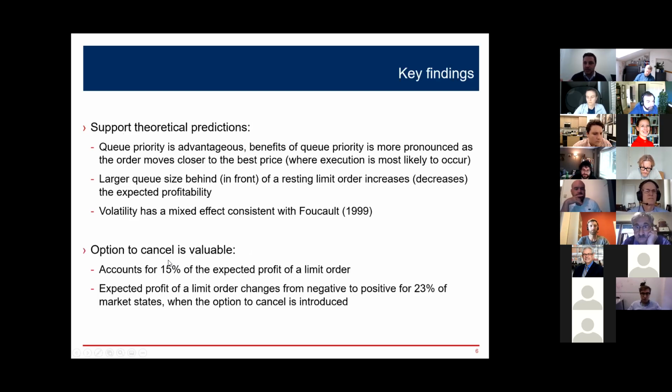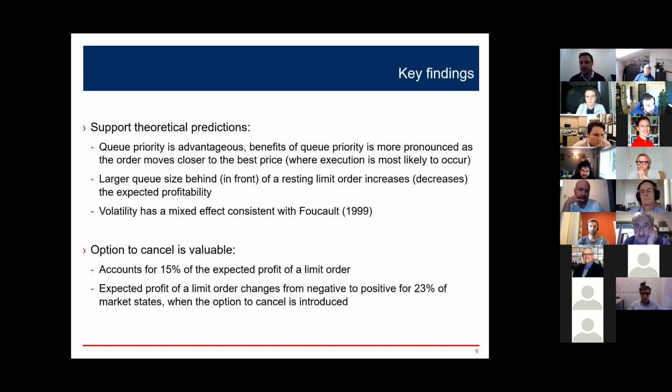The key findings that pop out are, first of all, that queue priority is advantageous, as an example of some of the predictions. And the benefit of that queue priority becomes more pronounced as your order moves closer to the best bid or the best price, where execution is most likely. This is true for all variables that we look at: the closer your order is to the best bid or offer, the more important that variable becomes.